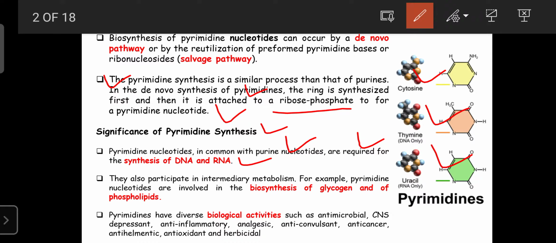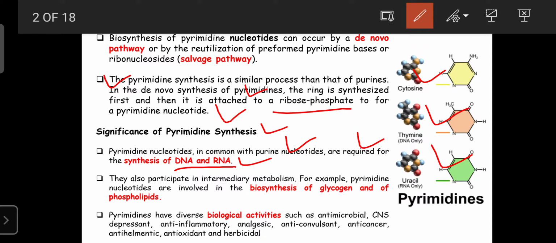So pyrimidines, like purine nucleotides, are required for the synthesis of DNA and RNA. And DNA and RNA play an important role in protein synthesis as well as in the transfer of genetic information from parents to offspring. That is also a role of DNA and RNA.